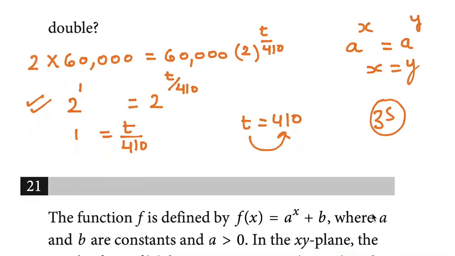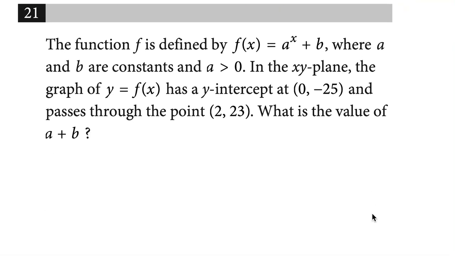Okay, now let's come to question number 21. The function f is defined by f of x is equal to a to the power x plus b, where a and b are constants, and a is greater than 0. Now that is a key point here, that a has to be greater than 0. We will mark the key points first. So a greater than 0 is our first key point.